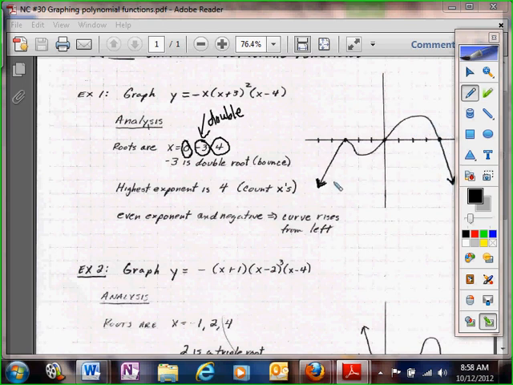I draw my little arrow there. I've satisfied everything. I have the quartic. I have the W-looking shape. I bounced off at my double root. I went straight through my single roots. And in this first example, that's how you use those note cards to be able to graph this function without a calculator.